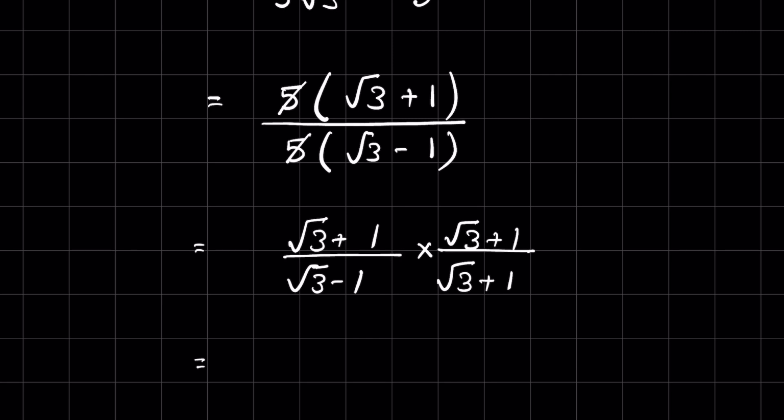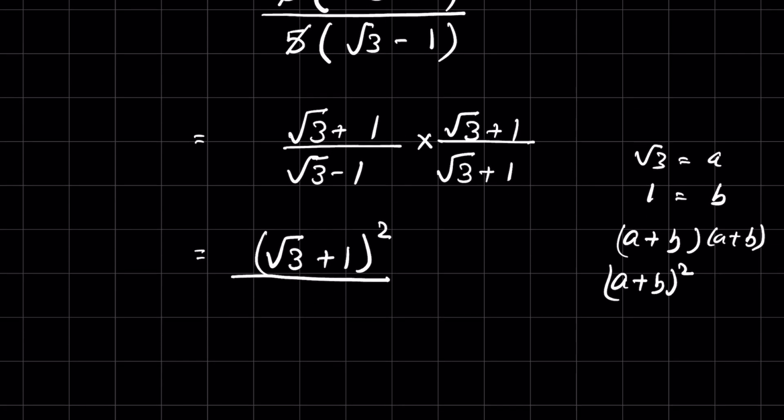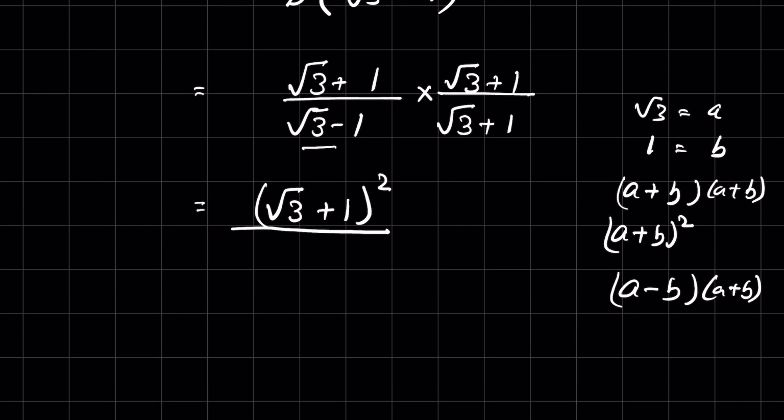Now (square root of 3 plus 1) times (square root of 3 plus 1) means, if square root of 3 is a and 1 is b, then this is in the form of (a plus b) times (a plus b), or we can write it as (a plus b) whole square. So we can write (square root of 3 plus 1) whole square upon, now this is in the form of (a minus b) times (a plus b), the difference of squares, so we can write it as a square minus b square. So (square root of 3) square minus 1 square, or simply 2.